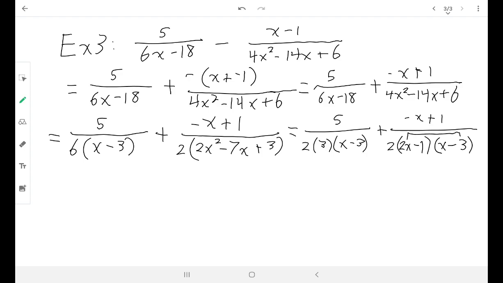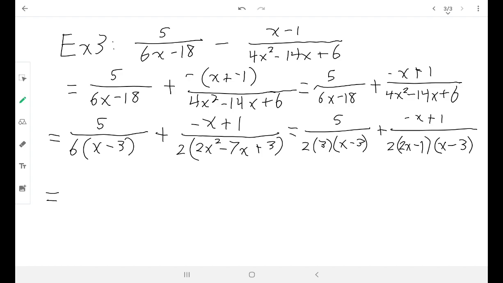And 2 times 3 is 6. 2x times negative 3, if you want to think of it that way, is negative 6x. And negative 1 times x is negative 1x. And negative 6x plus negative 1x is the negative 7x that we need. Okay? So this is, again, slightly more advanced, but still from Algebra 1 factoring ideas.